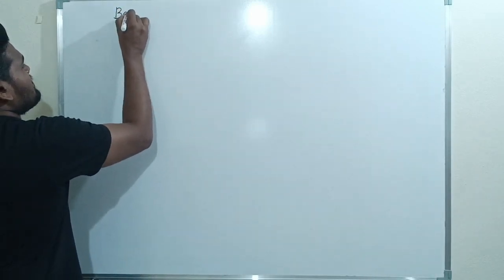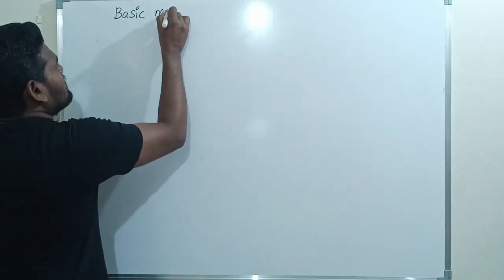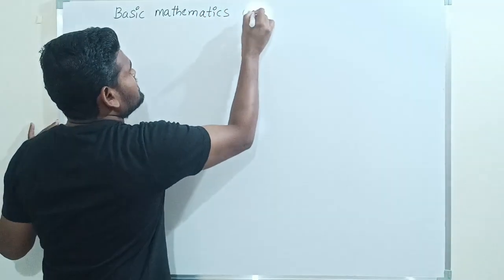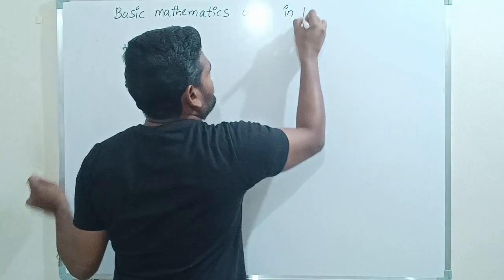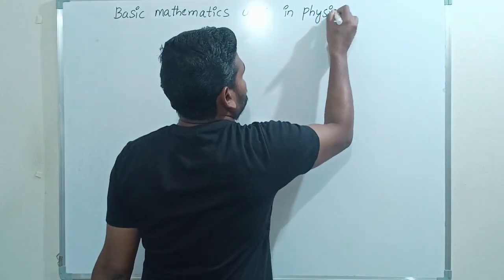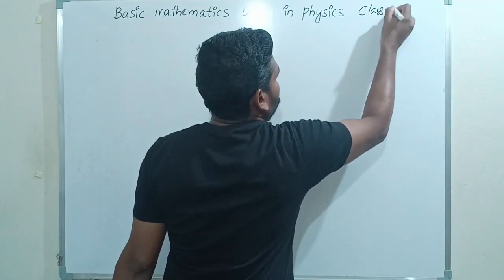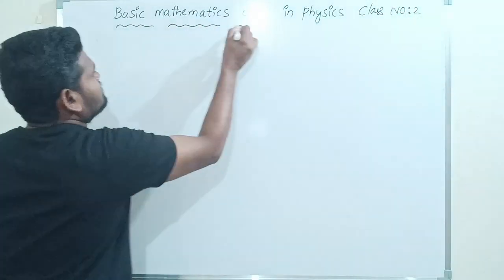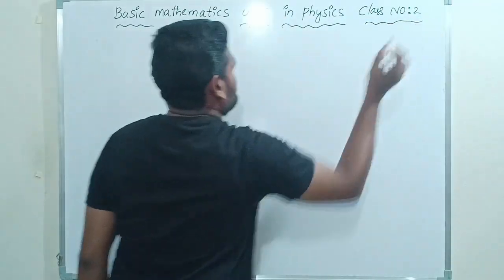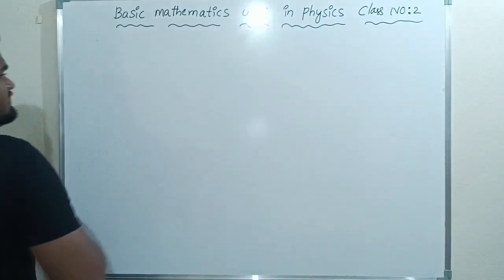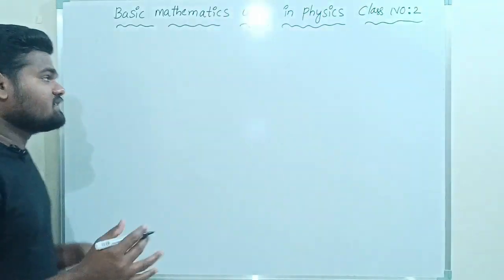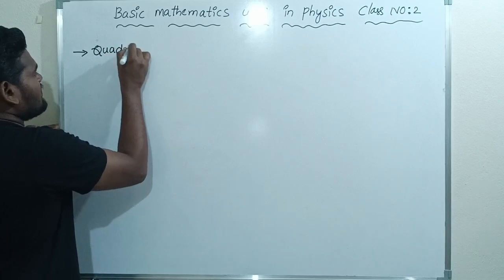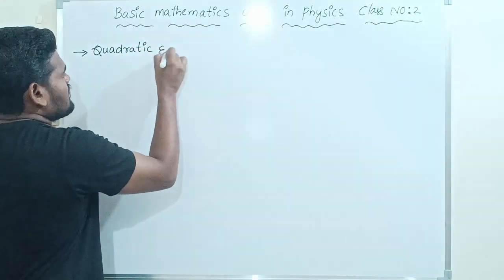What is the session today? Basic mathematics used in physics, class number 2. Okay, right. So in this, the first topic I'm going to discuss is the quadratic equation.